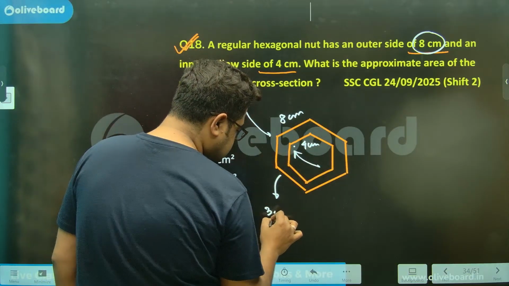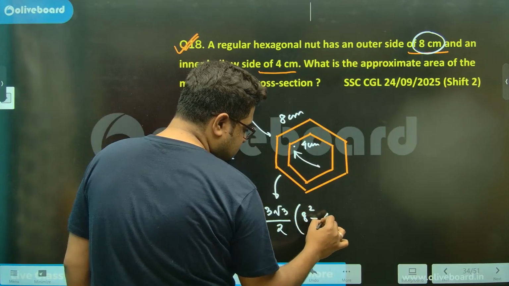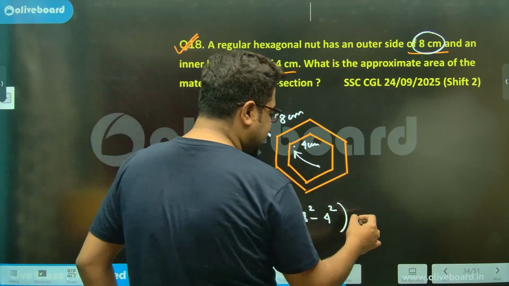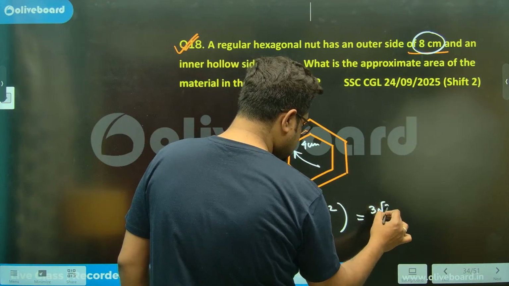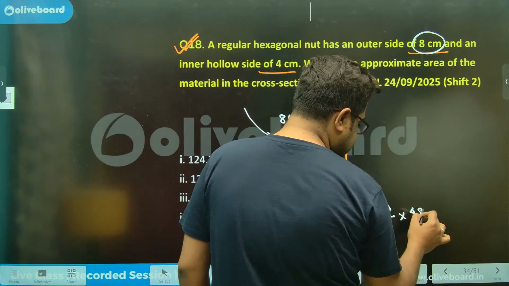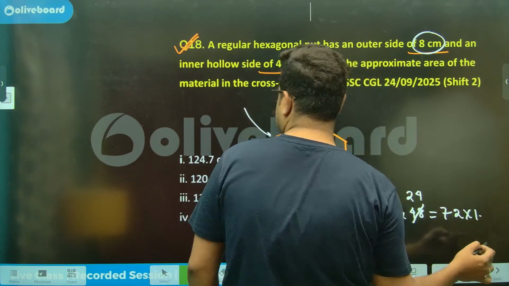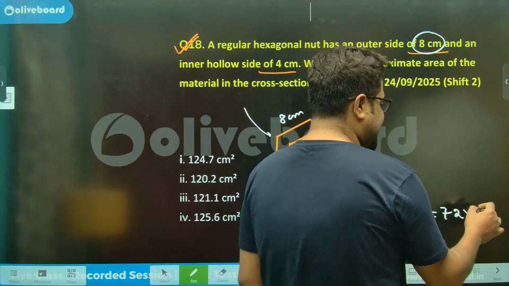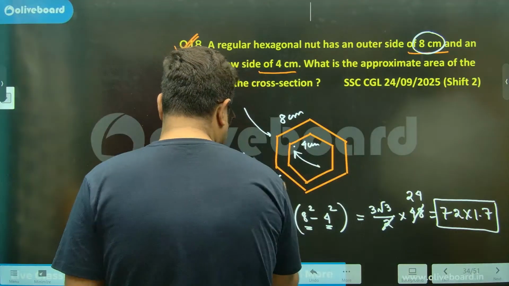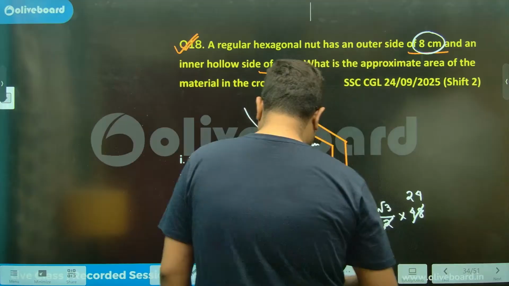So 3 root 3 by 2, 8 square minus 4 square. I've taken 3 root 3 by 2 common, just to reduce our calculation. So this is 64 minus 16, which is 48, sir. 24 threes are 72 into 1.7. Again, let's take 1.732, okay?